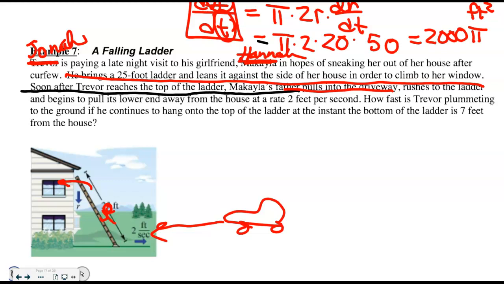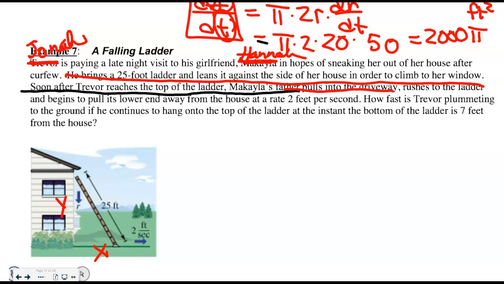Right? And he's like, what? And he kicks the ladder out. And Jonah starts to plummet to the ground. Okay? So it says, he begins to pull the lower end from the house at a rate of, that's going to be changing, it needs a variable. So you're going to need to add things to your picture. Also, the ladder is going to slide down. It needs a variable. The 25 can stay.